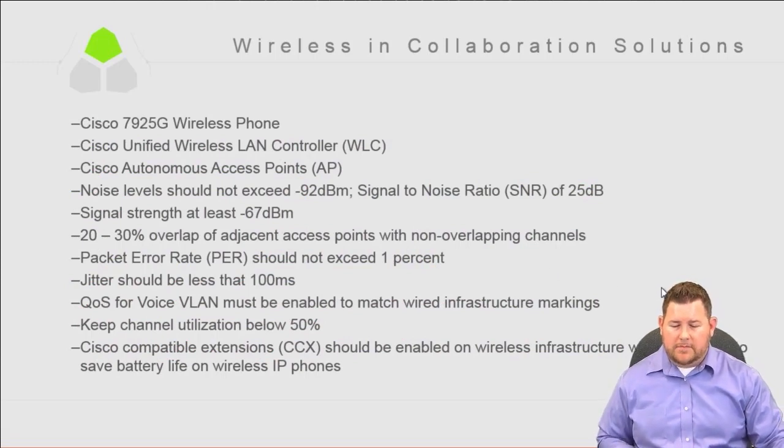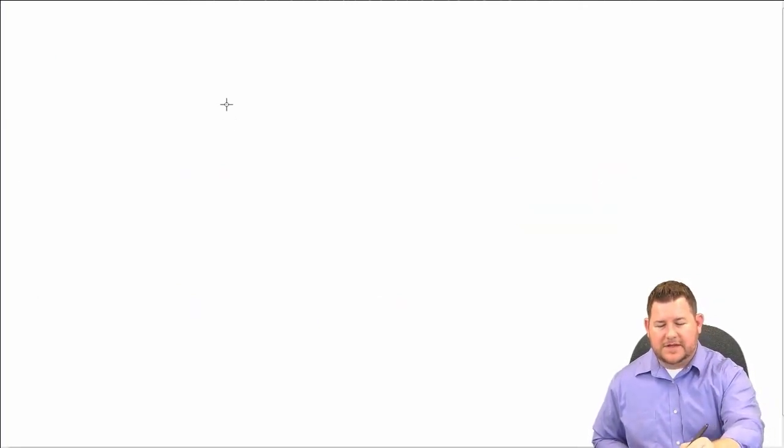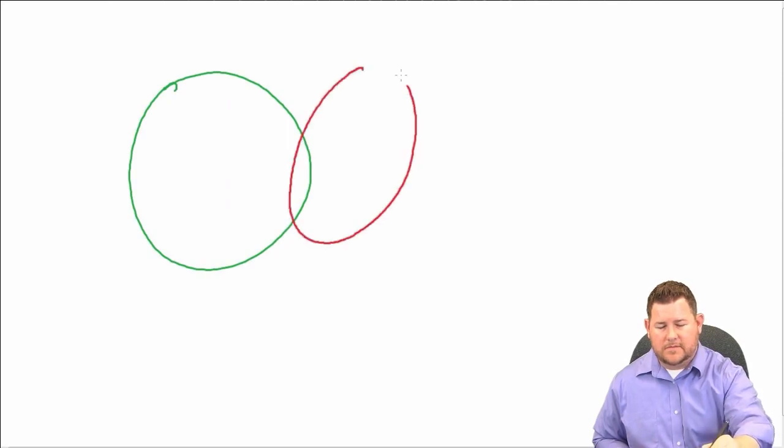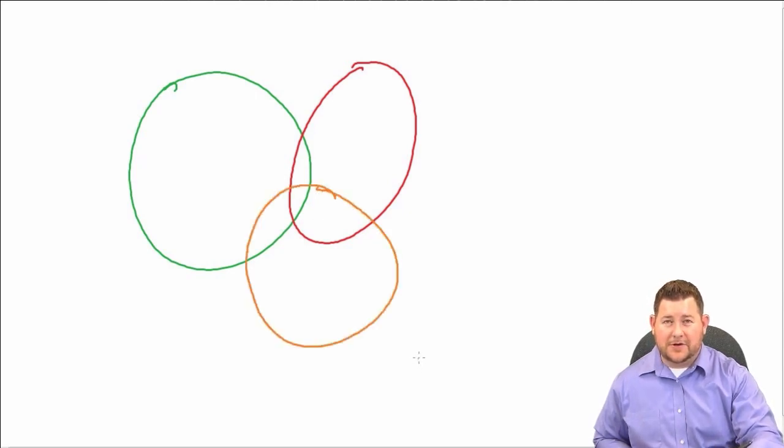Okay, the next thing here is talking about cells. We have 20 to 30% overlap of adjacent access points with non-overlapping channels. So that's the general requirement. When you design a wireless network, you're going to have different cells that exist. You're going to have one cell here, maybe one cell here, and then maybe another cell there. So I'm not drawing the Olympic rings. These are actually wireless cells.